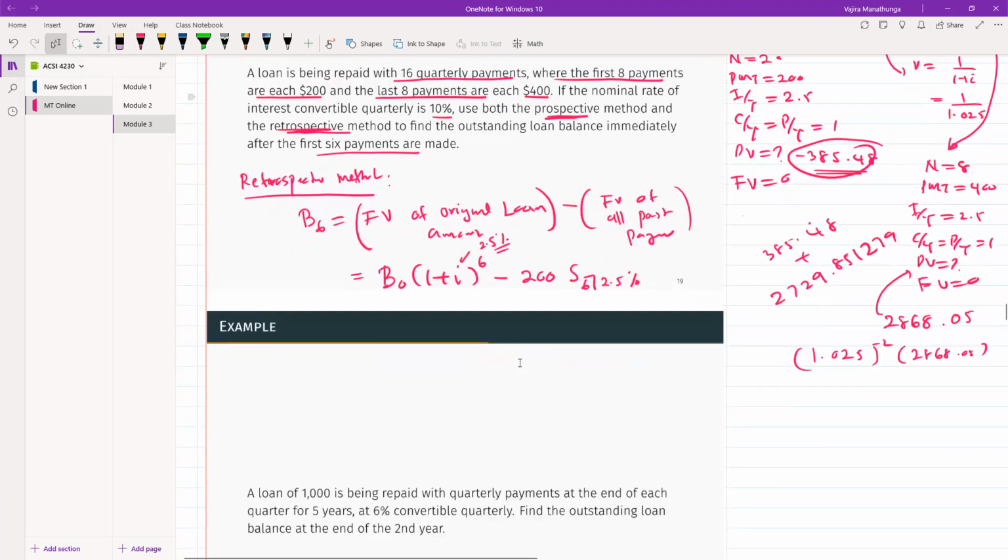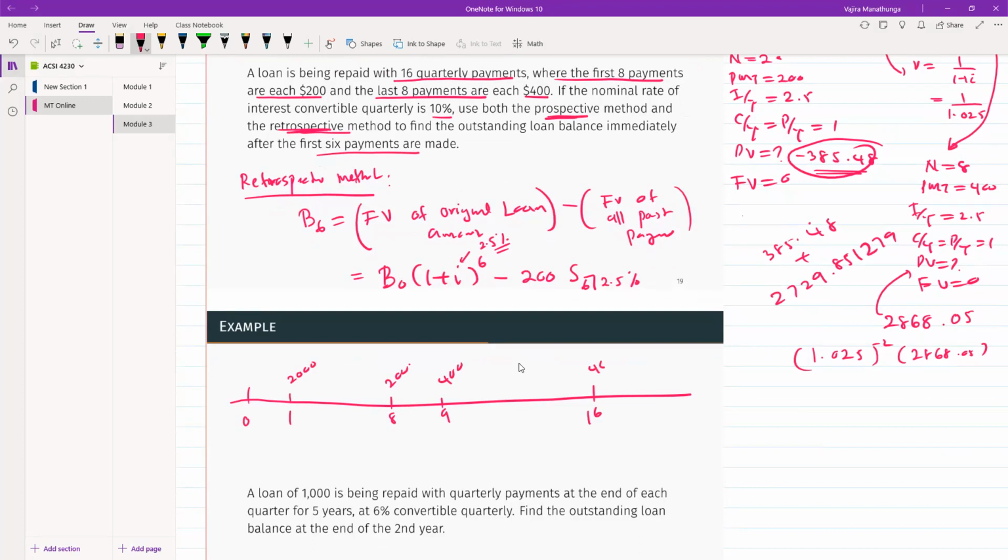So how do you get B0? Let's calculate it. From time 0, payments are 200 from 1 up to 8, then 400 from 9 to 16. So I had to find the present value of all these payments to get B0, at time 0, not time 6.